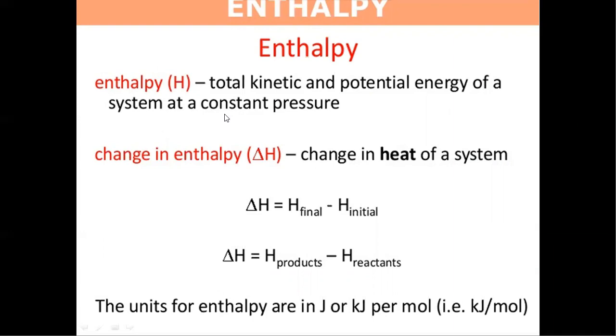Enthalpy measures the heat energy present in the system. That heat energy is in the form of kinetic and potential energy, which is measured at constant pressure. Enthalpy change is denoted by delta H, which equals heat of final minus heat of initial. Here final means products. So enthalpy change equals the heat of the products minus the heat of the reactants. Enthalpy is measured in joules or kilojoules per mole.